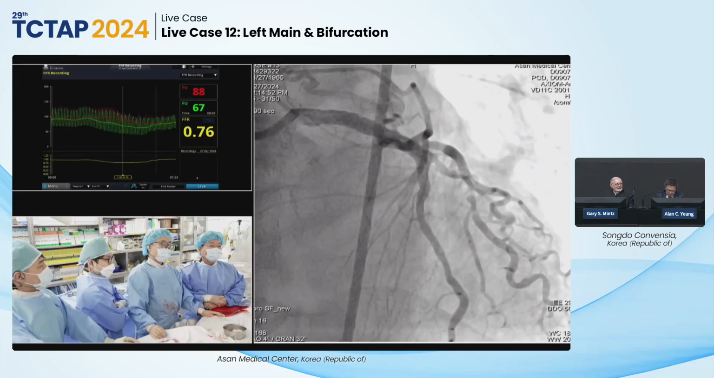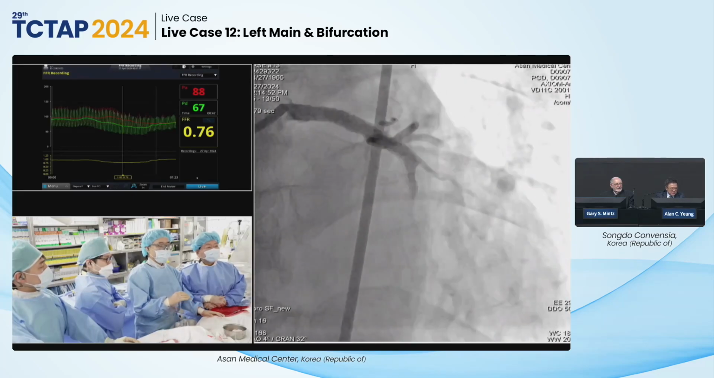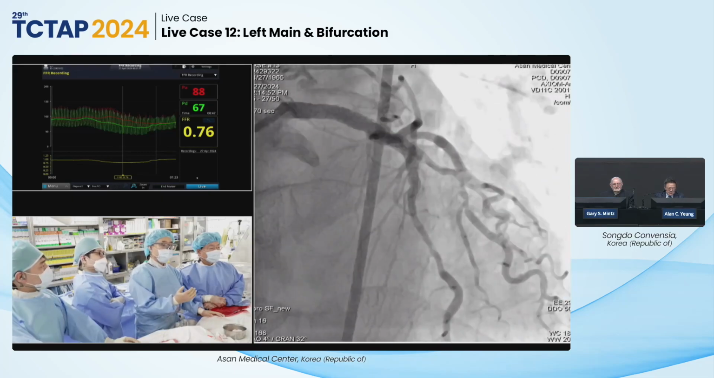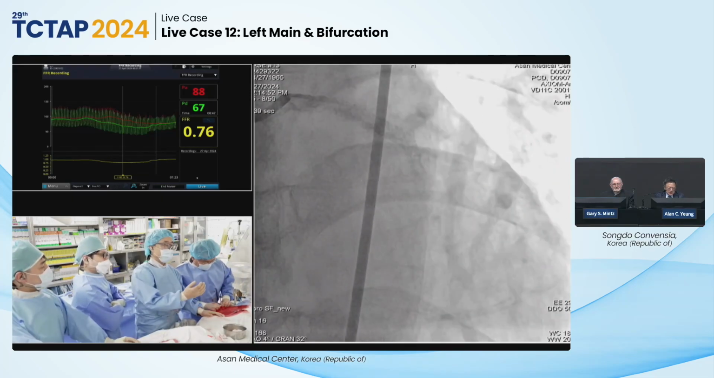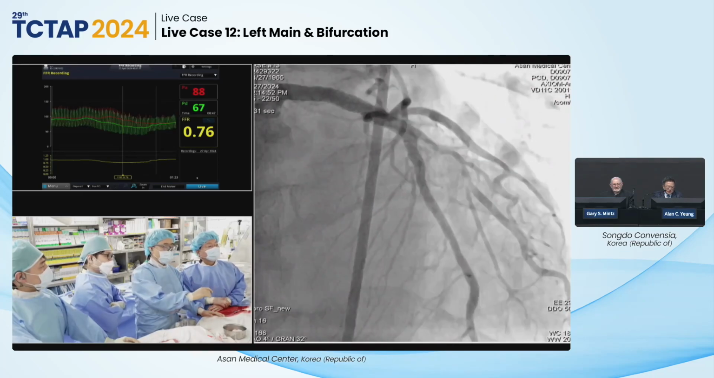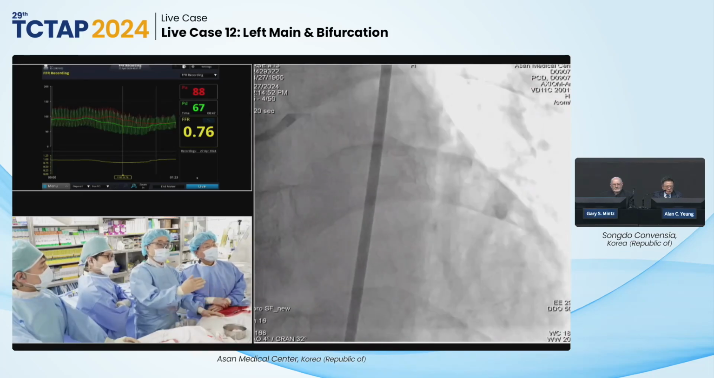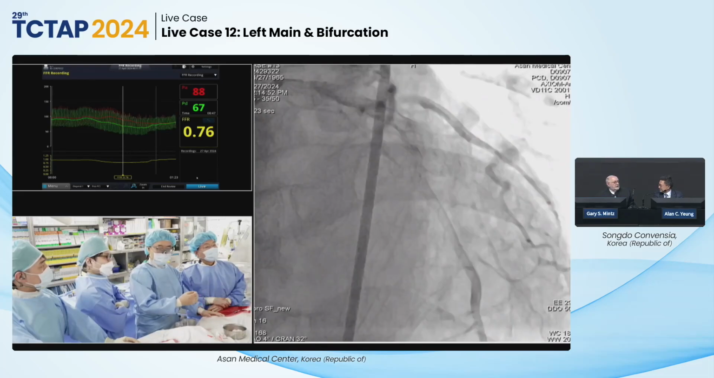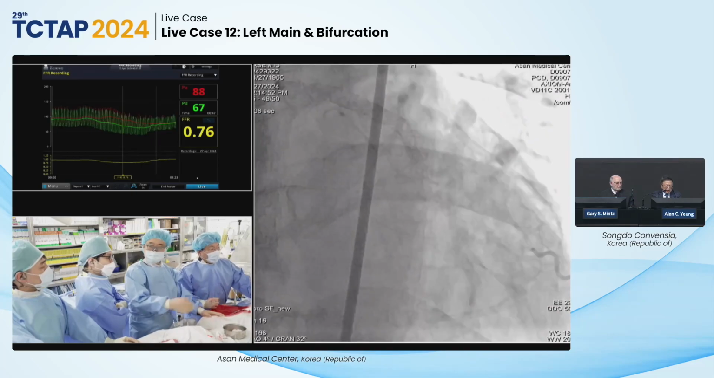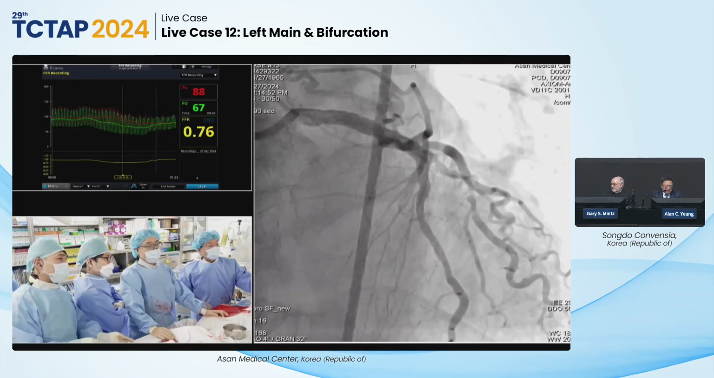I think this case is one of the representative cases of state-of-the-art PCI. We combine imaging and physiology. Even during the PCI process, we have some dynamic thinking. We had already done decision making. However, during the PCI process, we do dynamic thinking on the basis of imaging and physiology values. That was, I think, a representative case.